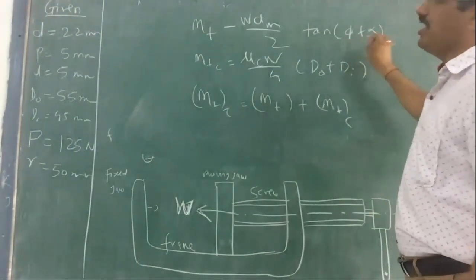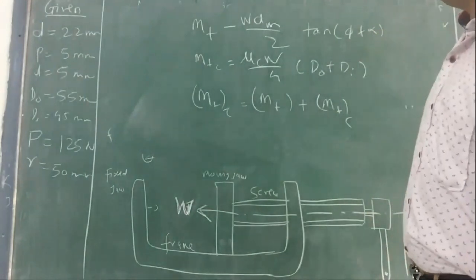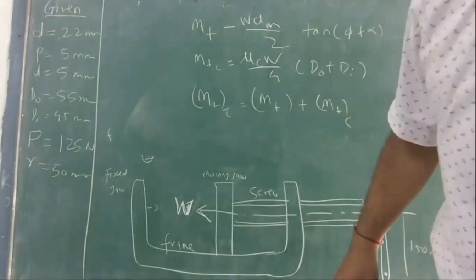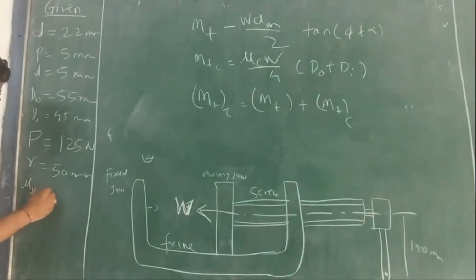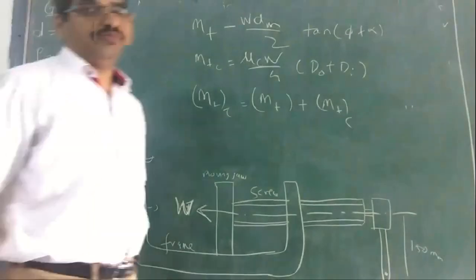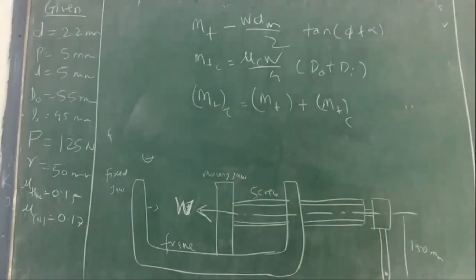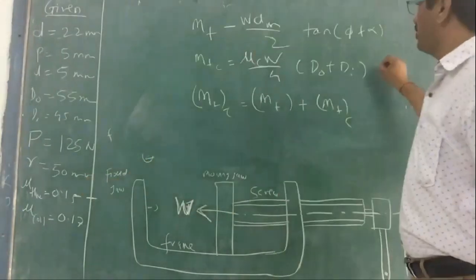So in this case, friction between the threads will come into the picture, and the coefficient of friction is given. Mu for the thread is 0.15, and mu for the collar is given as 0.17. Maybe I missed that sentence. So the friction between the collar and the friction between the surfaces of the thread will come into the picture.